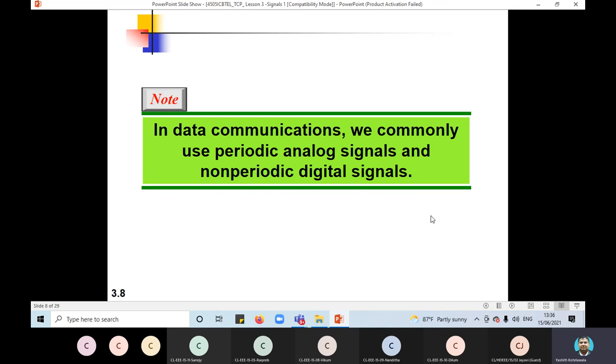So there is a statement given. I know that the points given here are not 100% clear for you right now. So we have to find more information to make this point clear for us.